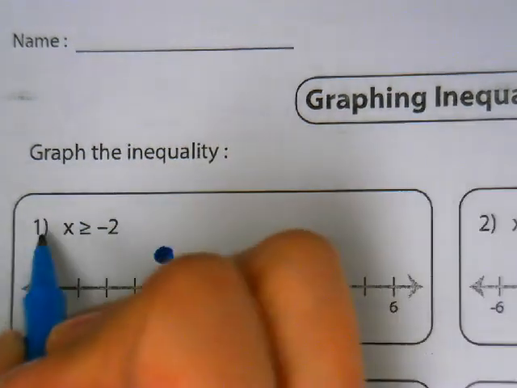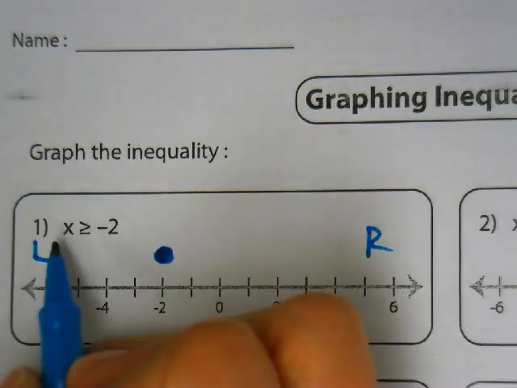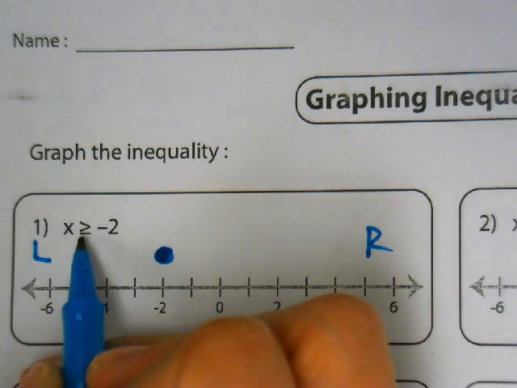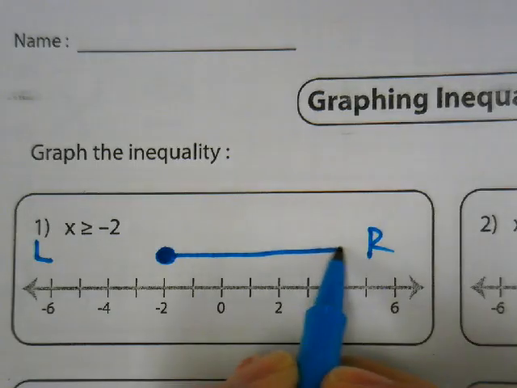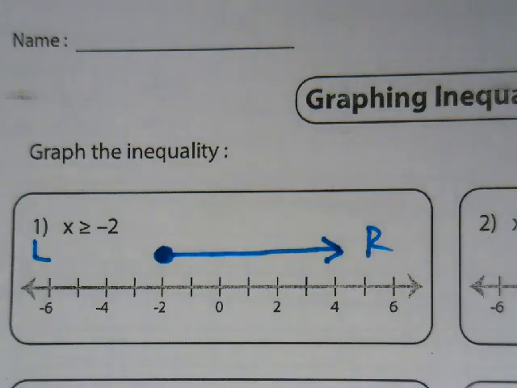Now, am I going to shade to the left or to the right? Right, because I'm looking for numbers that are greater than. So these are the numbers that are bigger than the number I gave you. Those are the numbers that I'm going to shade, meaning those are all my possible answers.